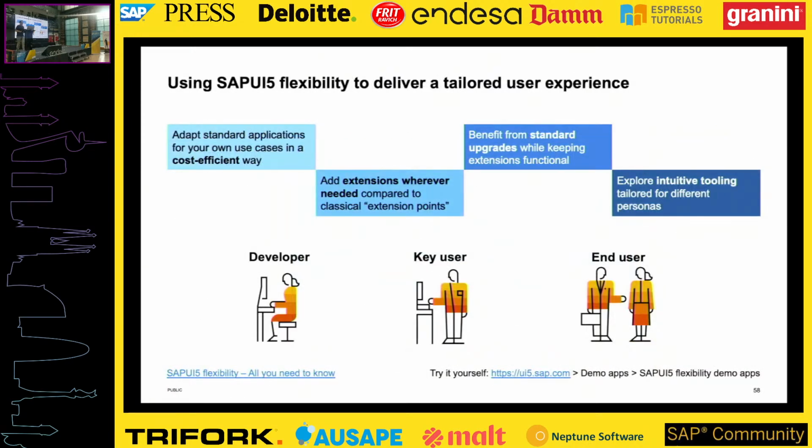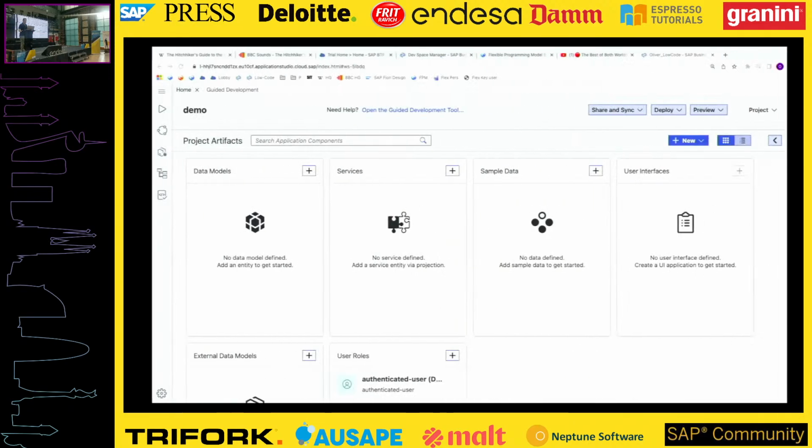And SAP UI5 flexibility I want to show you. Scenario is extending standard SAP screens. And here you can see who is doing this. And this is probably an interesting thing. It's not just developers creating extensions. If you're an ABAPer, you know there's BAdIs, and you would implement a BAdI to extend an application. This is developers, but we also see key users and end users doing changes to standard applications from SAP. And let me quickly show this.